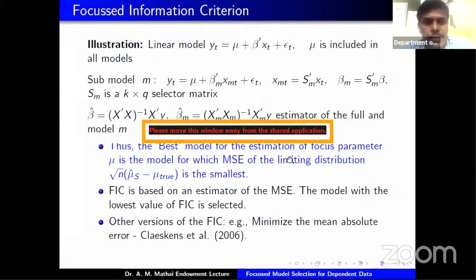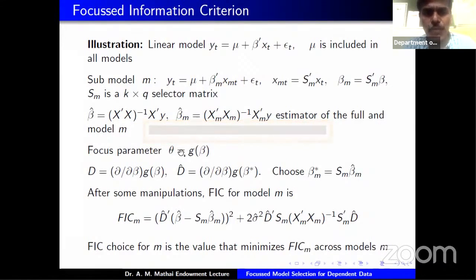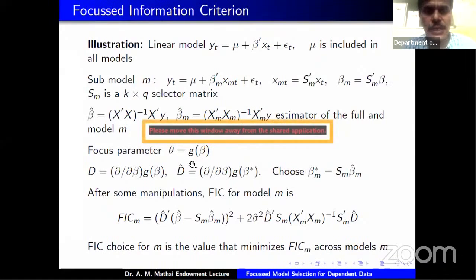So I'll just illustrate something in the context of a simple regression. Say, for example, I have a simple regression here where mu is included in our model. So mu plays the role of theta, and my selection is in the beta. This is the S which we represent. So I'll represent my beta_M in this manner, depending on the selection matrix. SM is a selection matrix. And then this is the estimator of the full model. Suppose the focus parameter is G of beta, some function of beta in the linear regression.